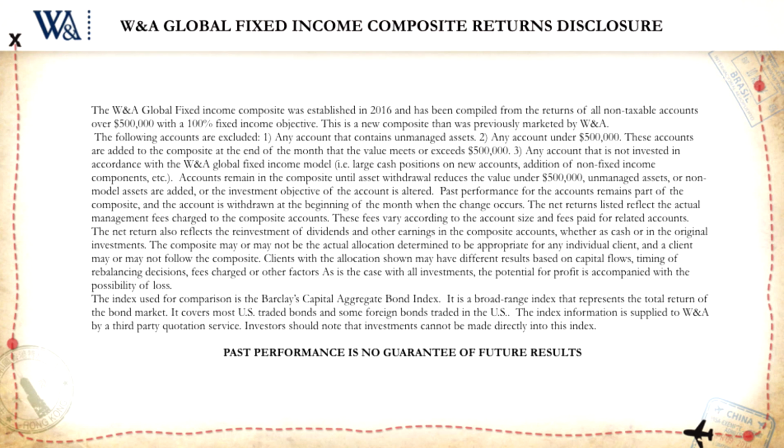The net returns listed reflect the actual management fees charged to the composite accounts. These fees vary according to the account size and fees paid for related accounts. The net return also reflects the reinvestment of dividends and other earnings in the composite accounts, whether as cash or in the original investments. The composite may or may not be the actual allocation determined to be appropriate for any individual client, and a client may or may not follow the composite. Clients with the allocation shown may have different results based on capital flows, timing of rebalancing decisions, fees charged, or other factors. As is the case with all investments, the potential for profit is accompanied with the potential of loss.